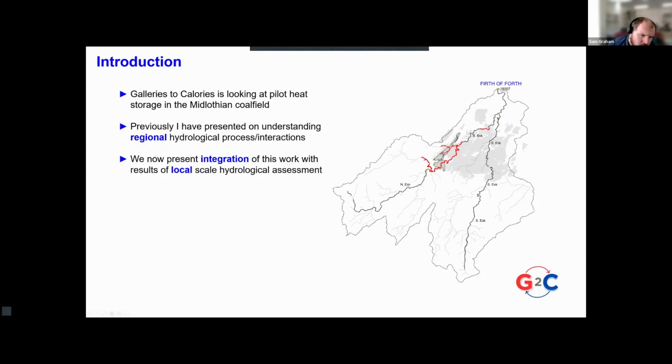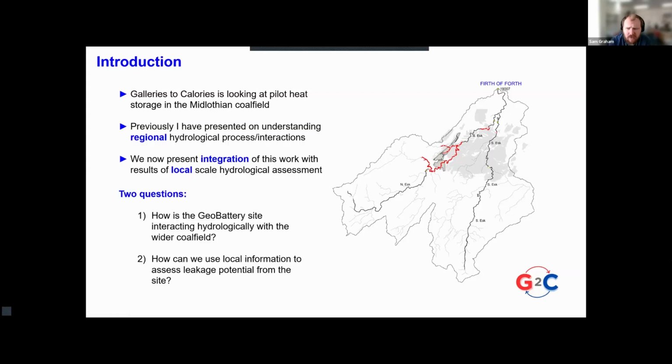We want to ask, how does our local study in the geobattery area interact with the coalfield? So there are two questions I'm going to address. The first is the local scale interaction with the wider coalfield, and the second is, from what we've learned, is there any way we can use this to assess any leakage or any perturbations to the system were this to be an operational scheme in the long run?